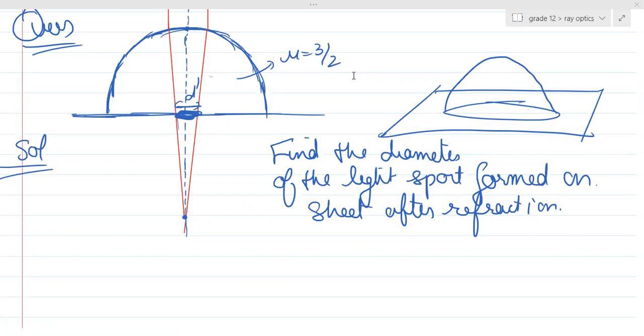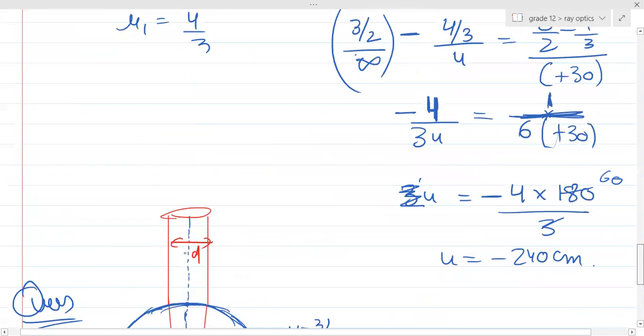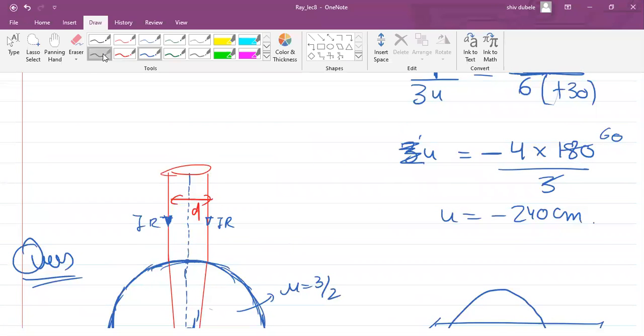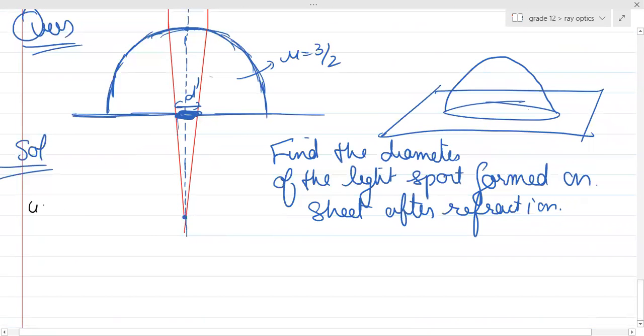See guys, the incident light rays on this spherical surface are parallel. So where is the object located? Infinity. So u will be equals to infinity. I have changed the whole convention. Can you see now the spherical surface is like this and optical axis is not horizontal. Optical axis is vertical. Right? This is the convention which I am using. So u is plus infinity.